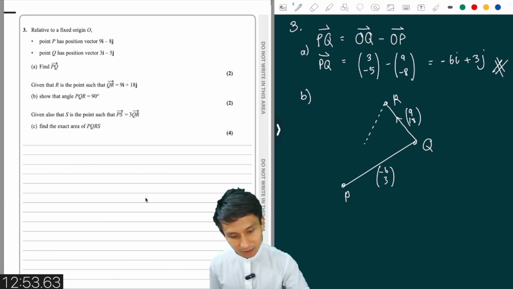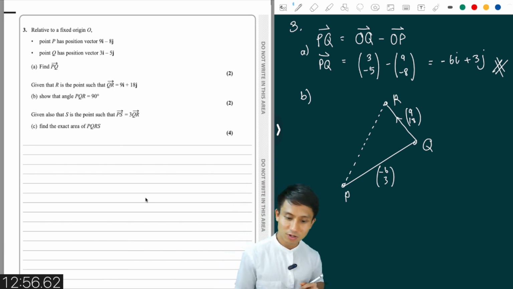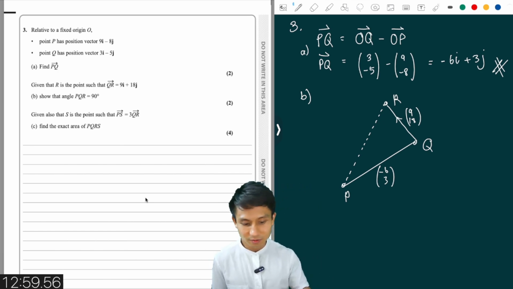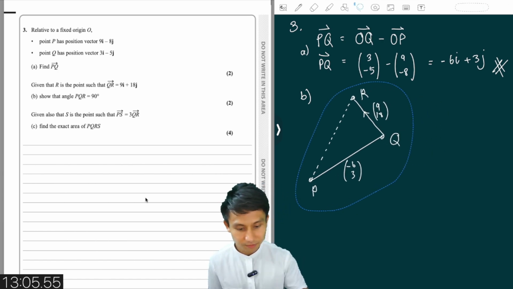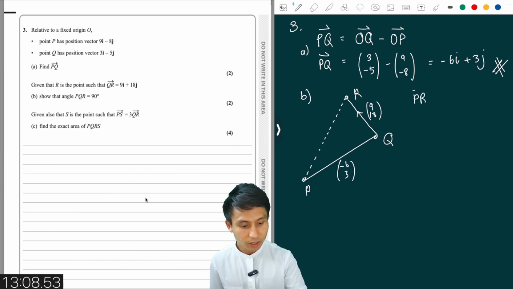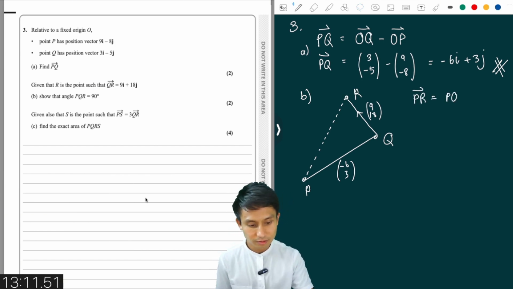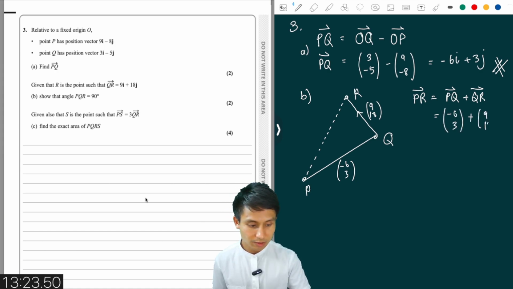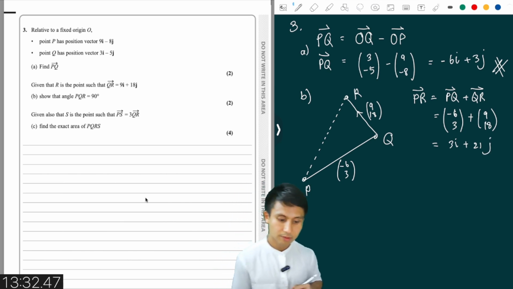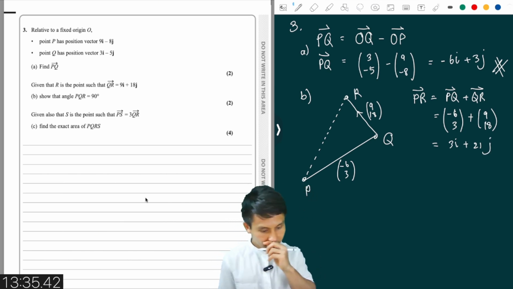So we can find the distance there, can we not? Well, we can find PR, right? Because we are given that QR is 9, 18. So if we find PR first, so PR would be PQ plus QR, right? And that would be minus 6, 3, plus QR is just 9, 18. And that is 3i plus 21j, like that.